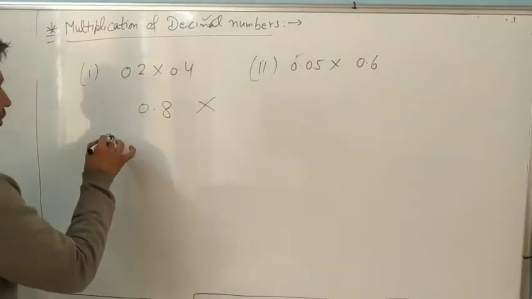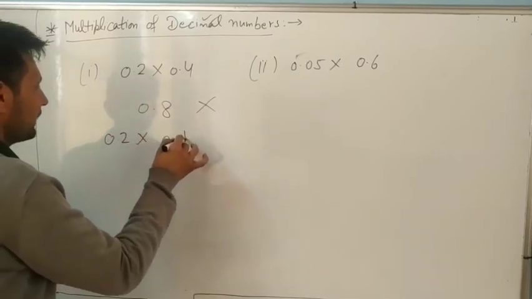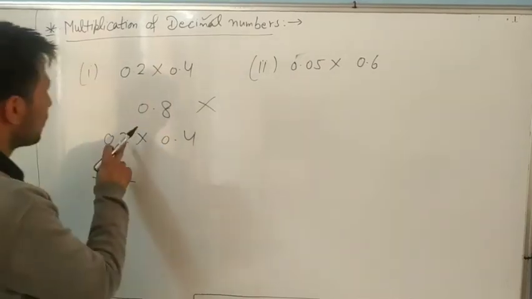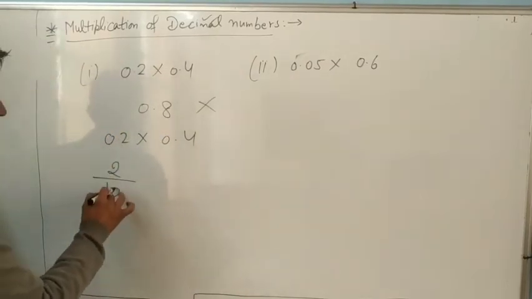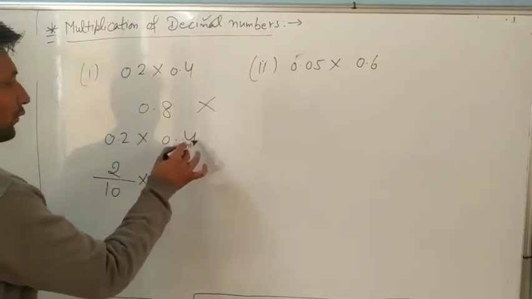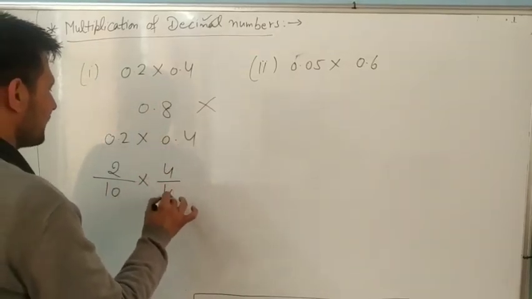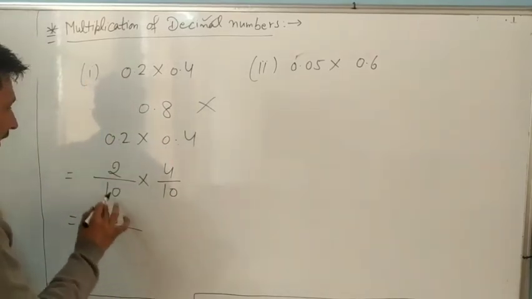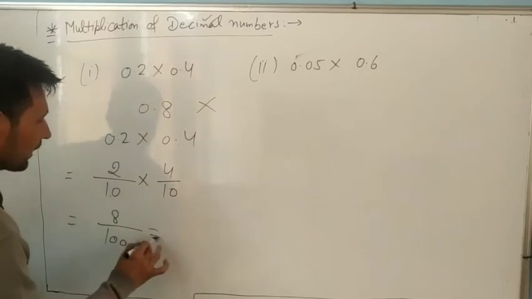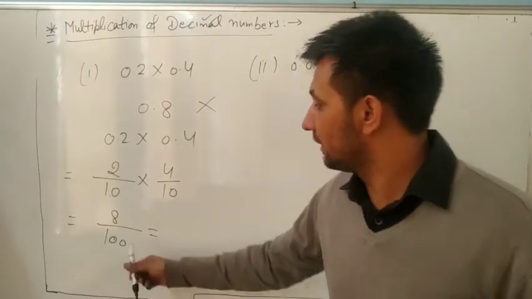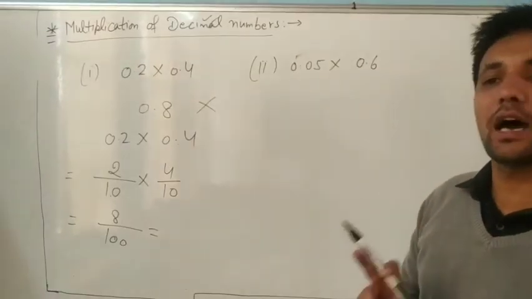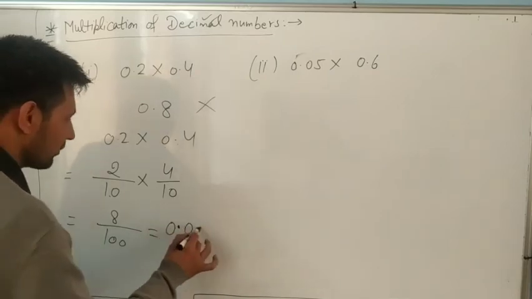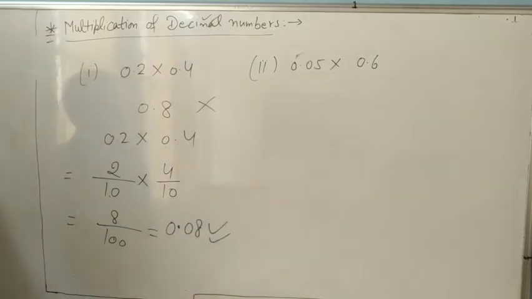Look at 0.2 multiplied by 0.4. First we remove the decimal. 0.2 is 2 divided by 10. 0.4 is 4 divided by 10. Now 2 into 4, 8. And 10 into 10, 100. And how many 0s in the denominator? 2. Therefore, after the decimal there are 2 digits. One digit is already there, so 0.08. It is your answer.